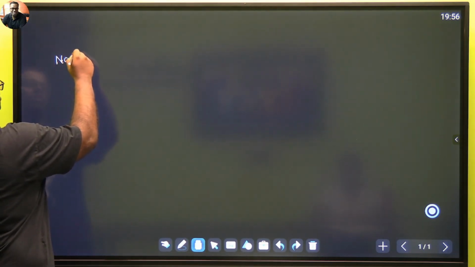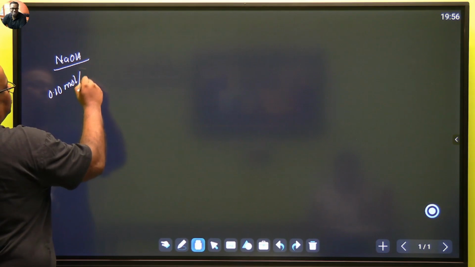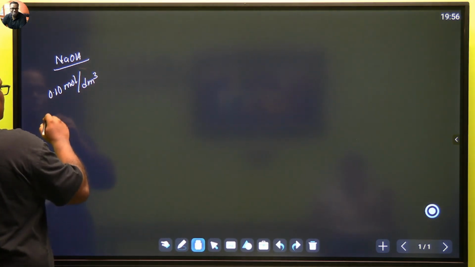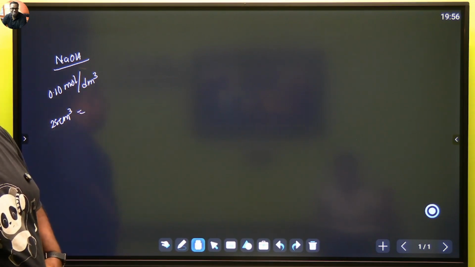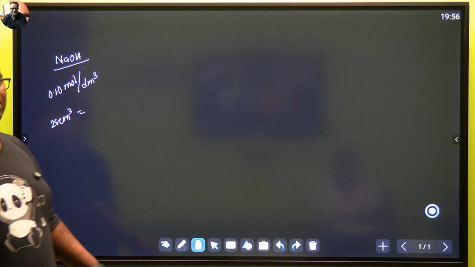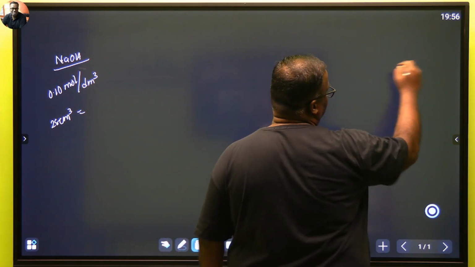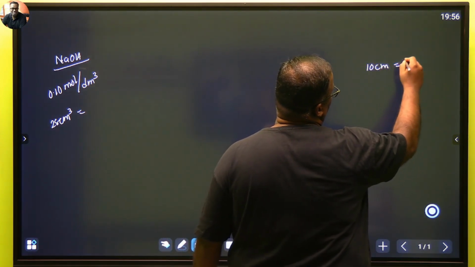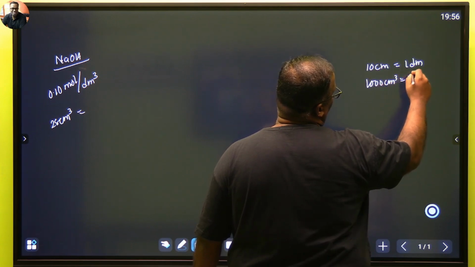Let's take this equation again. You have NaOH. What is the data they have given you? 0.10 moles per dm cube. And what is the volume they have taken? Tell me the volume. 25 centimeter cube. First of all, convert 25 centimeter cube into dm cube. Then every answer will come in dm cube. But this will be a little bit stiffer. How do you convert? Milli, centi, deci. So 10 centimeters equals 1 dm. So 1000 centimeter cube equals 1 dm cube.